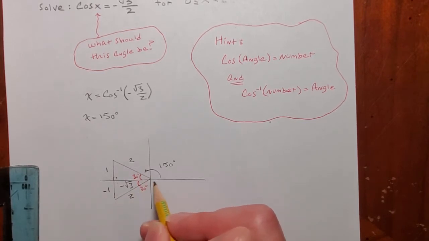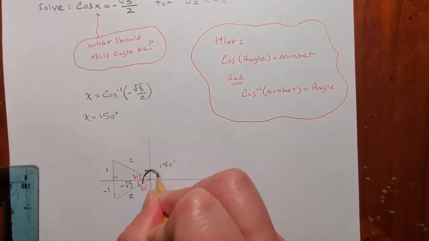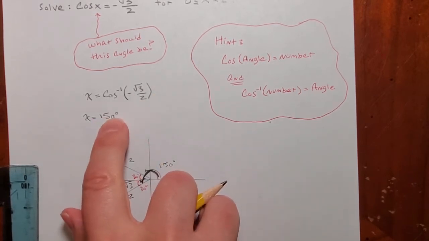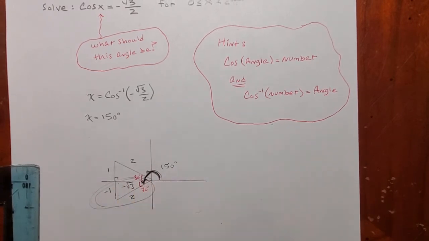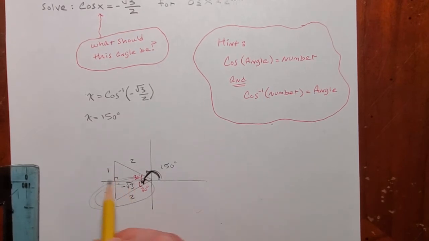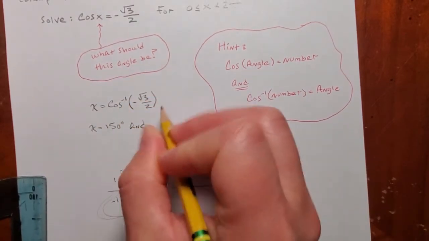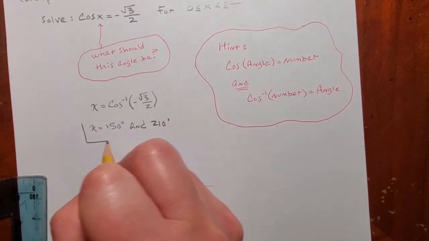All right, well, cosine of this angle right here, whatever that is, see that angle? That's also going to be negative root 3 over 2. Even though my calculator didn't give it to me, it's going to work. It's going to serve as an answer. So this angle right here, giving me that triangle, that's going to be 180 plus 30, okay? Well, that's 210.